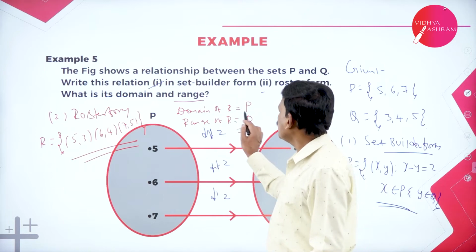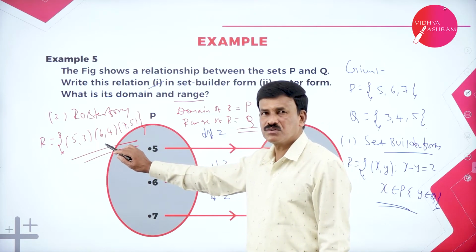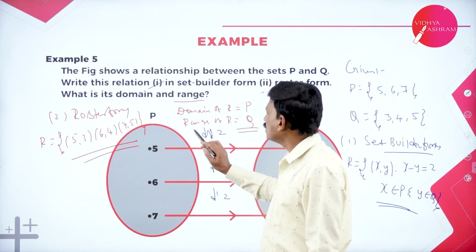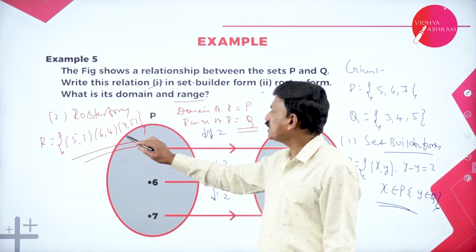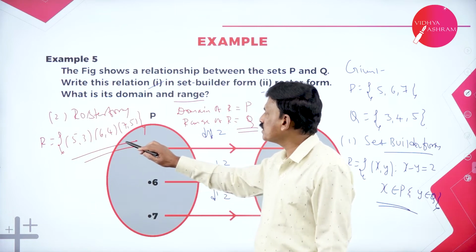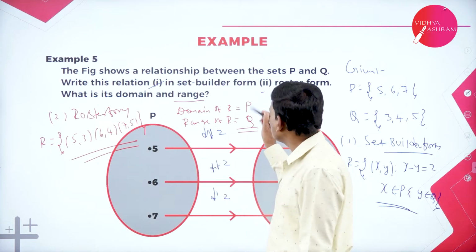Because domain is nothing but the set of all first elements of the relation. That is nothing but 5, 6 and 7. Domain of R is P. And the range is nothing but the set of all second elements. 3, 4 and 5 comes under the set Q.